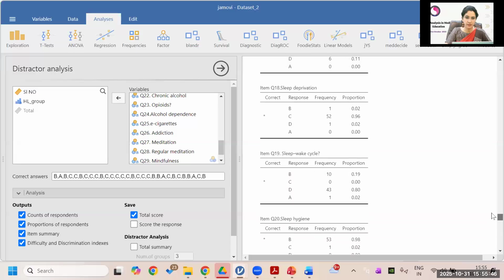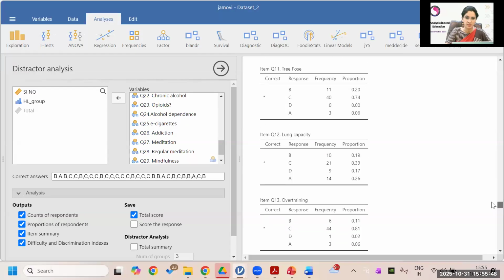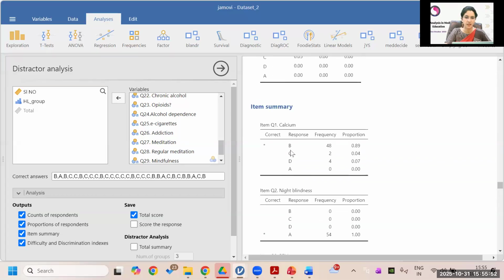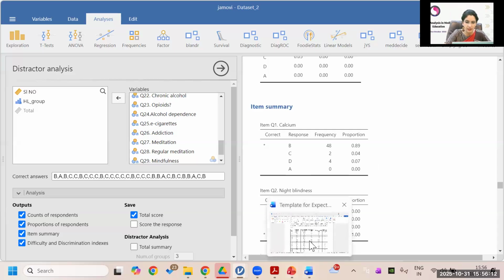For example, the way we have just done it for question number 1, you will write the functional distractor. There is one distractor which is functional, which is 7%. So you can write on a piece of paper: item number 1, number of functional distractors 1, and we have entered it here.